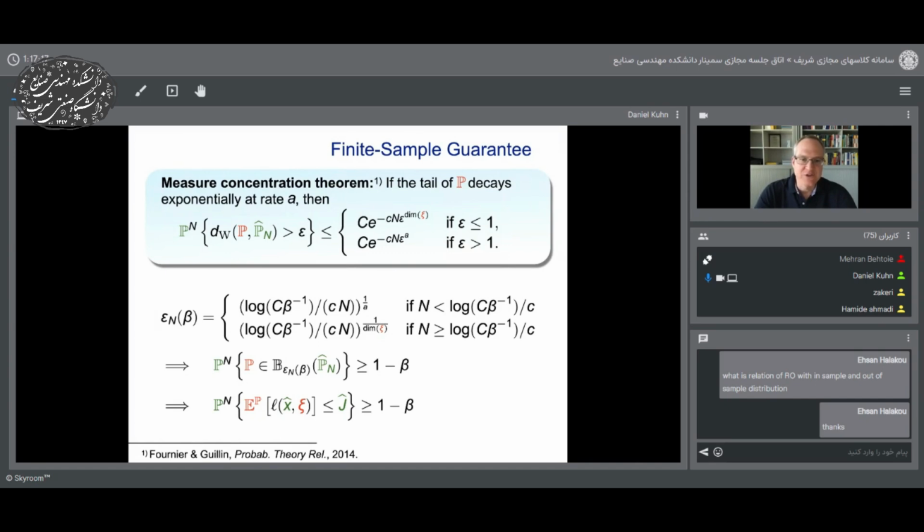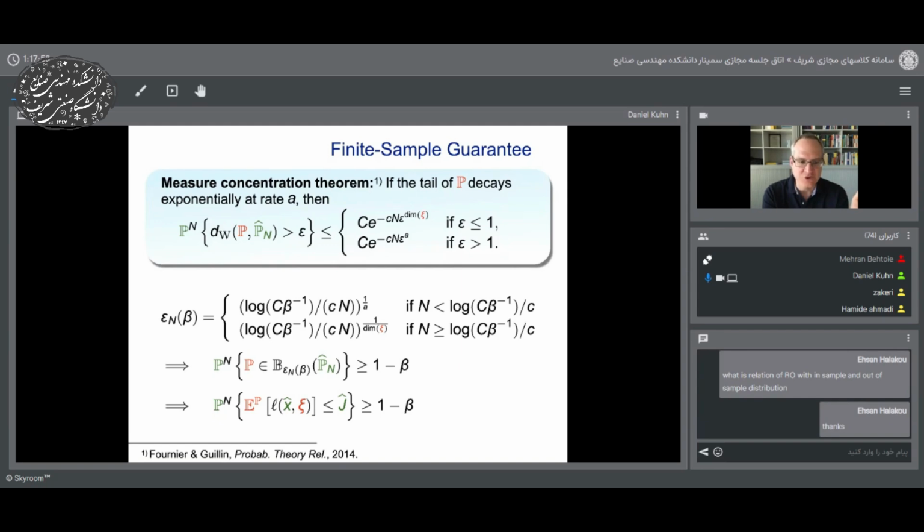However, now we have another possibility. We do not have to increase n. Instead, we can actually increase epsilon. So we can make the ball bigger. And of course, if the ball gets bigger, it should be clear that the likelihood that the true distribution is inside the ball will increase. What we would like to achieve here is to find a ball that is sufficiently large to contain the true distribution with probability 1 minus beta, but still as small as possible. So we try to find the smallest epsilon such that the probability on the right-hand side here in the measure concentration theorem is smaller or equal to beta.